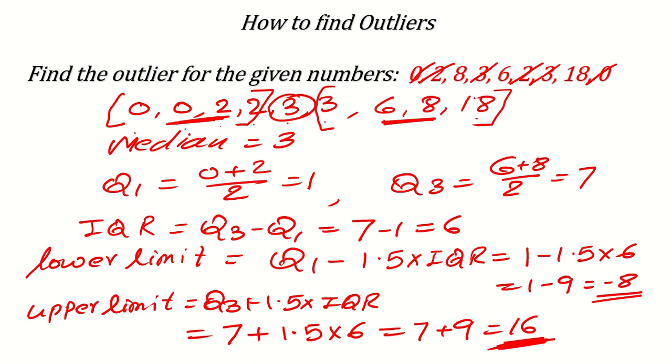So what you can see here, we have one number 18 which is more than 16. So what you will write here? 18 is bigger than 16. So 18 is an outlier. Okay. Like this you can solve the question.